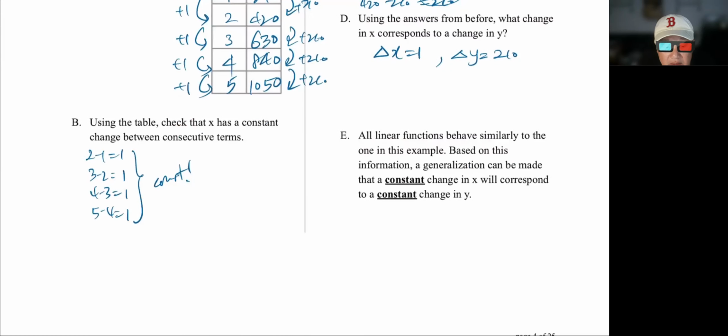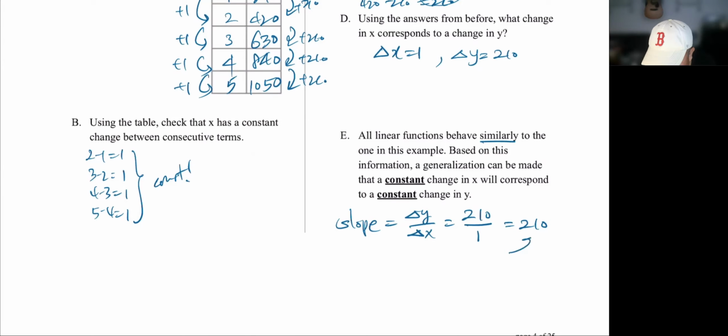So now part E is asking, all linear functions behave similarly to the one in this example. Similar, the keyword is similar, okay? Not exactly the same. Based on this information, what generalization can we make from the constants that were given in terms of x and y? Well, as you know, the slope is change in y over change in x. And in our case, every single time was 210. That's matched up with 1. So the slope is 210. And that right there, in this particular case, we're having a constant. The slope is constant. Okay. So linear equation.